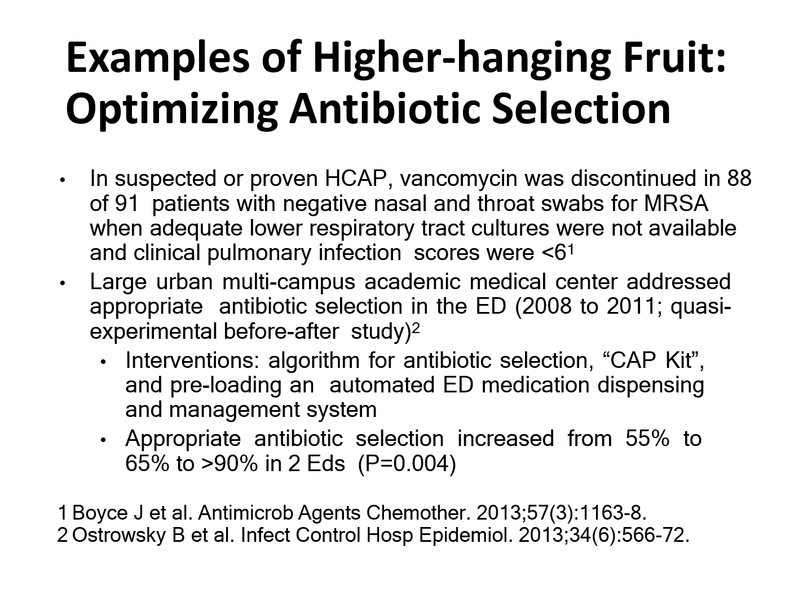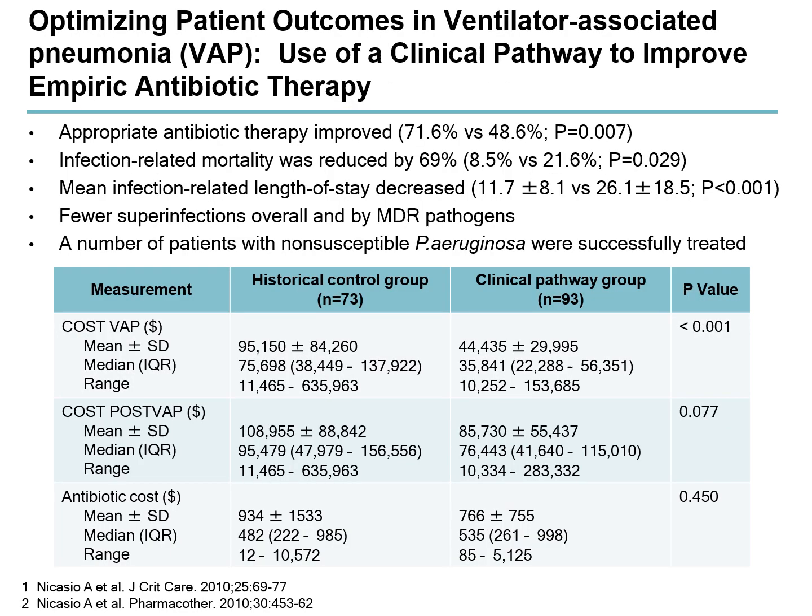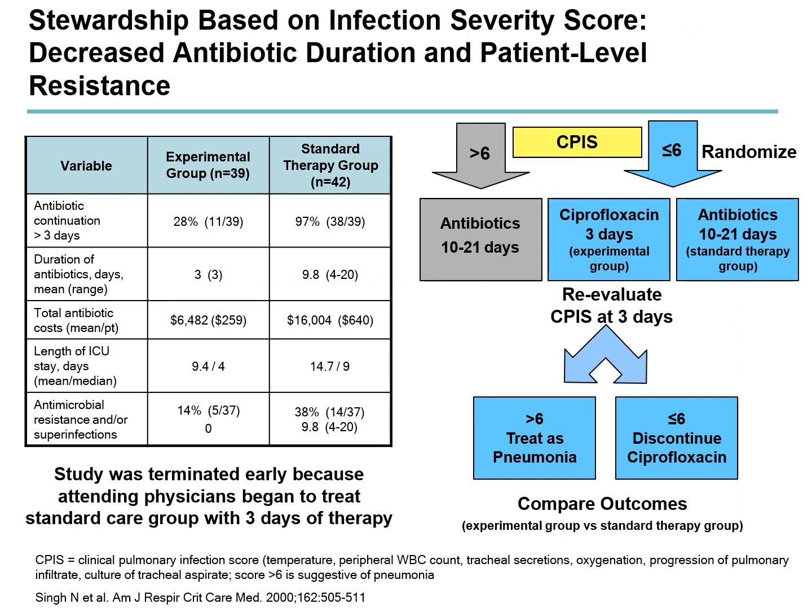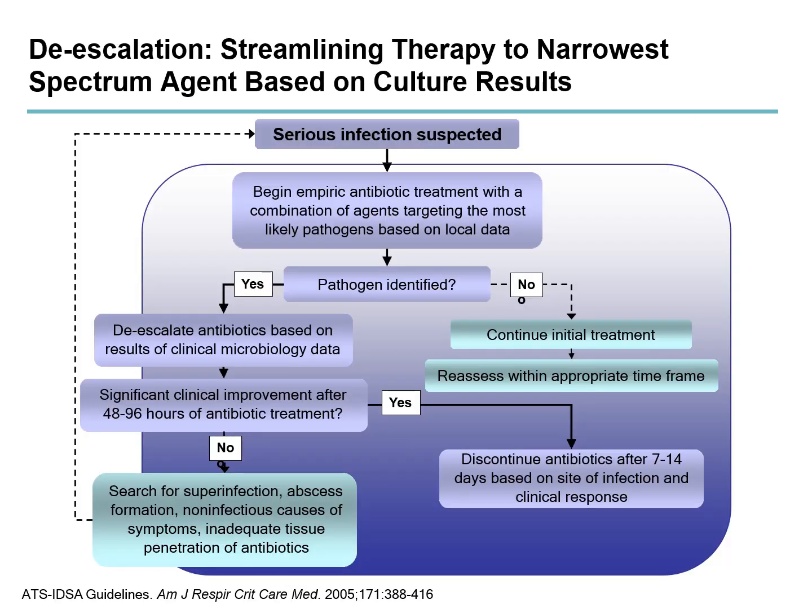Examples also include optimizing antibiotic selection, then use of a clinical pathway to improve empirical antibiotic therapy, then decreasing antibiotic duration and patient-level resistance, then de-escalation, that is, streamlining the therapy to a narrow spectrum agent based on culture results.